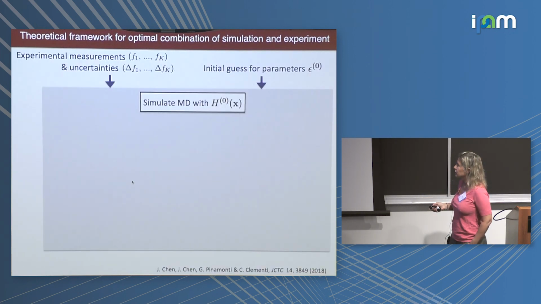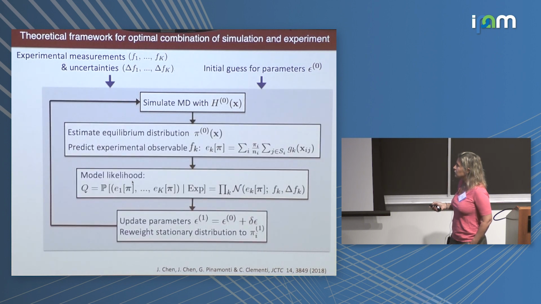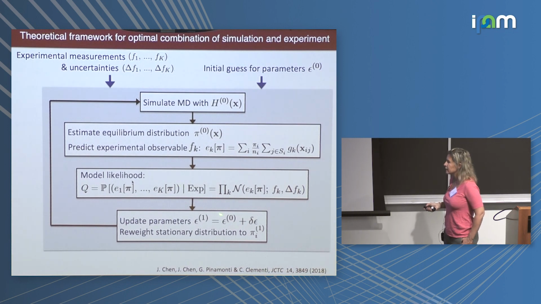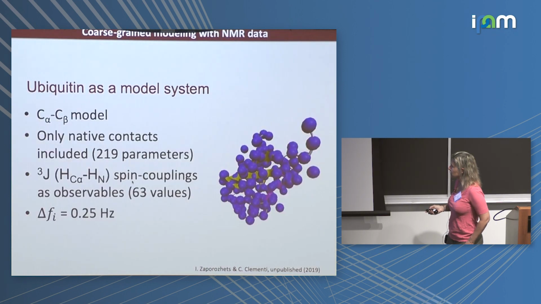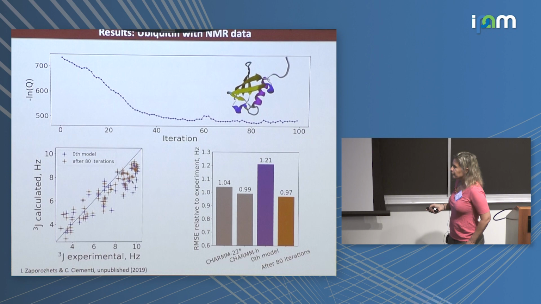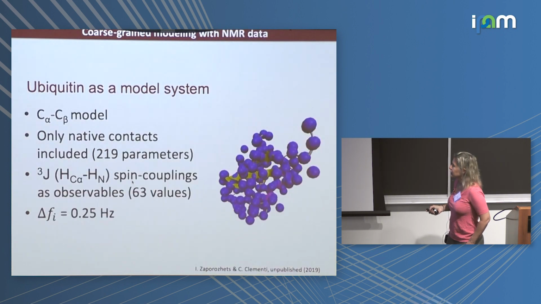The formulation we have right now is using a maximum likelihood approach, basically to define a likelihood of the coarse-grained model to reproduce certain experimental data, and then to change the parameters to maximize this likelihood. And this is published, and we are working on a new set of experimental data, and if you're interested, I can tell you later.